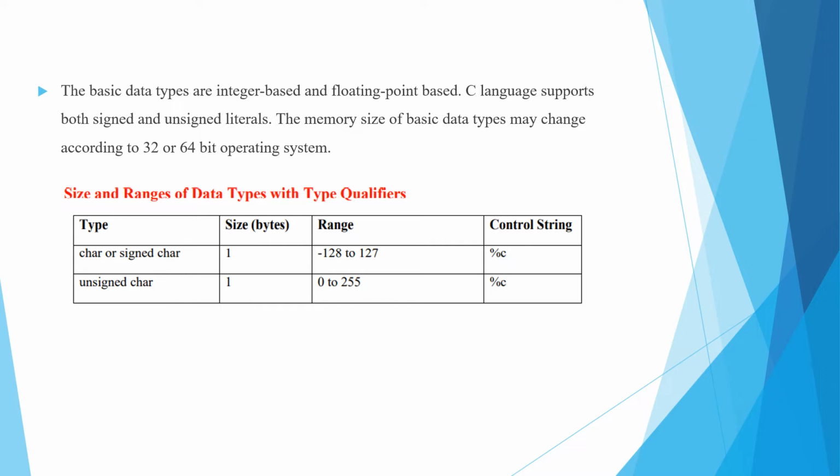Here, the percentage c format specifier is used for signed character. Then the second category is unsigned character. The size of this unsigned character is 1 byte. The range of this unsigned character is 0 to 255. Here, the percentage c control string is used for the unsigned character.